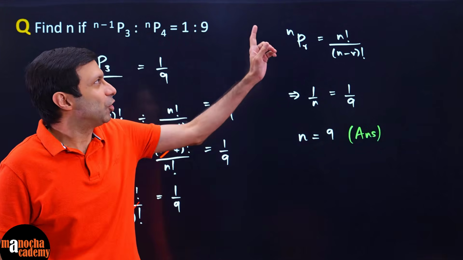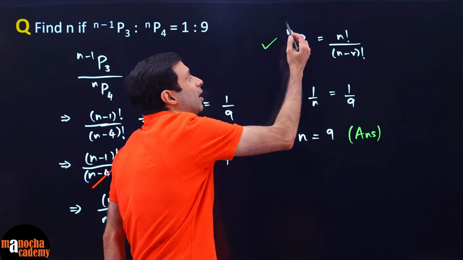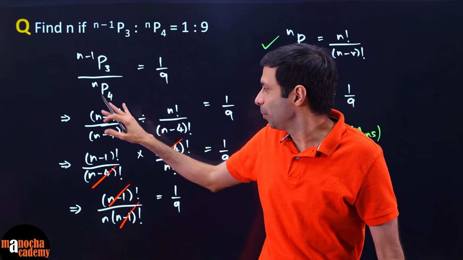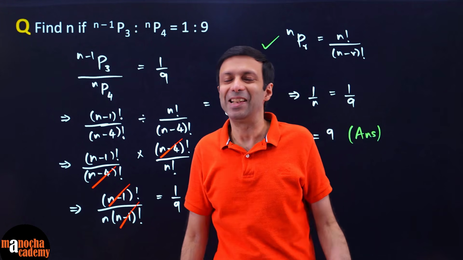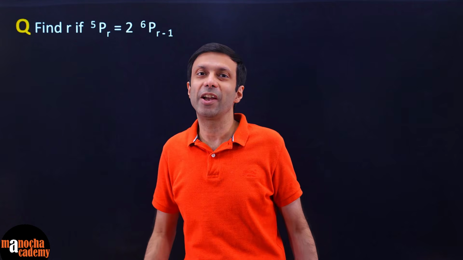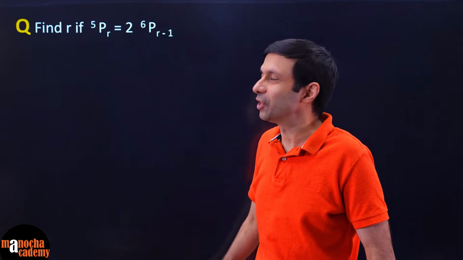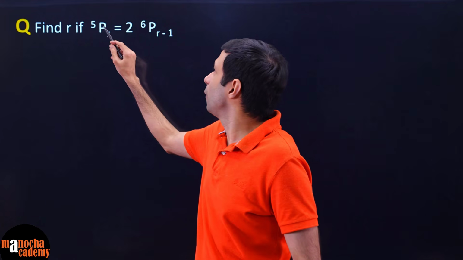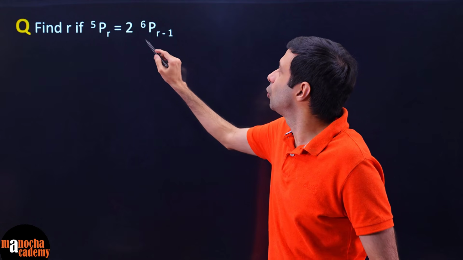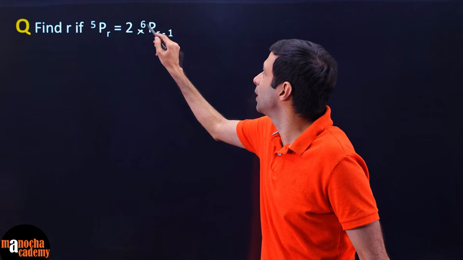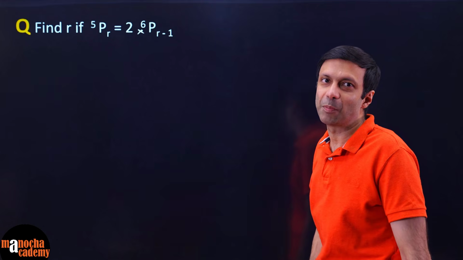And the main trick is to use this NPR formula that we have learned, apply it here, simplify the stuff, and you will easily get your answer. Now let's try out this question. Once again, you can see we have the NPR kind of notation here. We need to find r if 5Pr equals 2 times 6P(r minus 1).